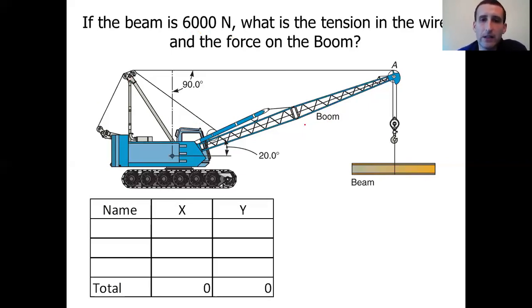This crane is stationary. The crane is not moving. Currently, the beam is not moving. It doesn't say that it's moving up at 5 meters per second or anything like that. So everything is stationary. So we have this condition of a static equilibrium. Everything's sitting still and nothing is changing.